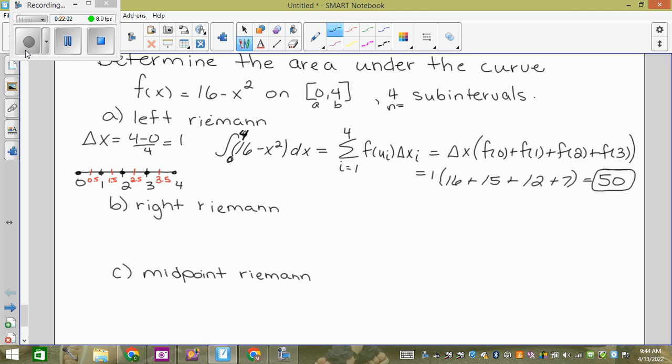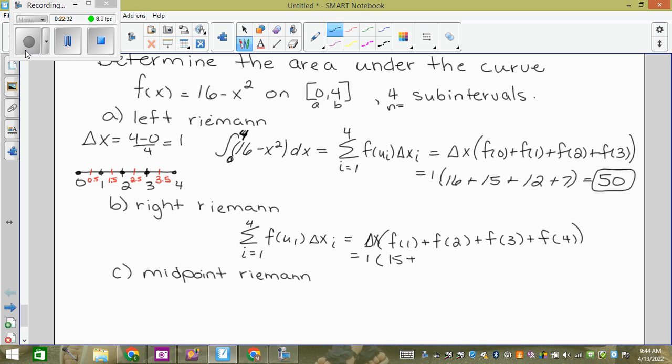Okay, so it's the same thing for the next one, but the only difference is we use the right. So we won't use F of 0, but we will use F of 4. So it's going to be 1, and then I'll show the formula again. Change in X, F of 1 plus F of 2 plus F of 3 plus F of 4. So it's going to be 1. F of 1 is 15 plus 12 plus 7 plus what? 0? And what do we get?